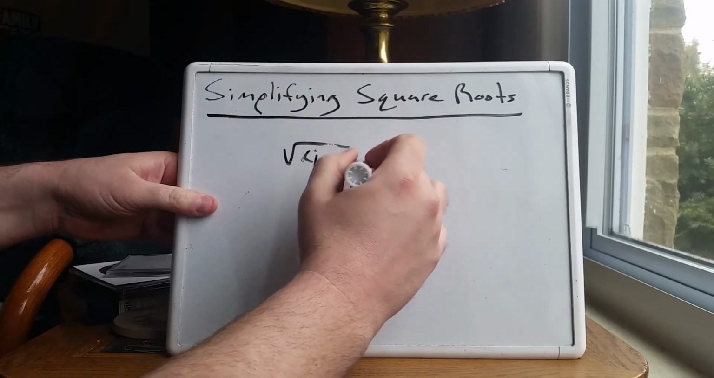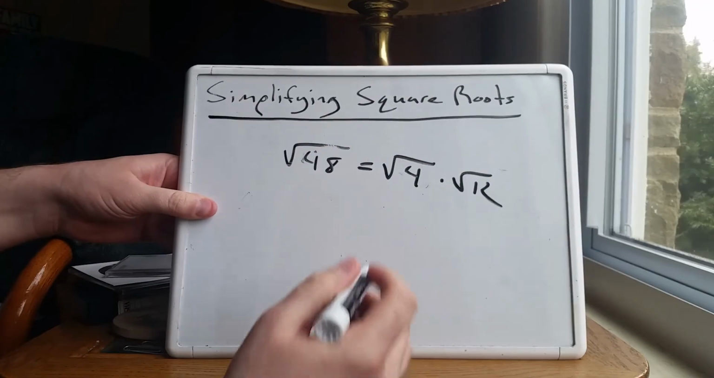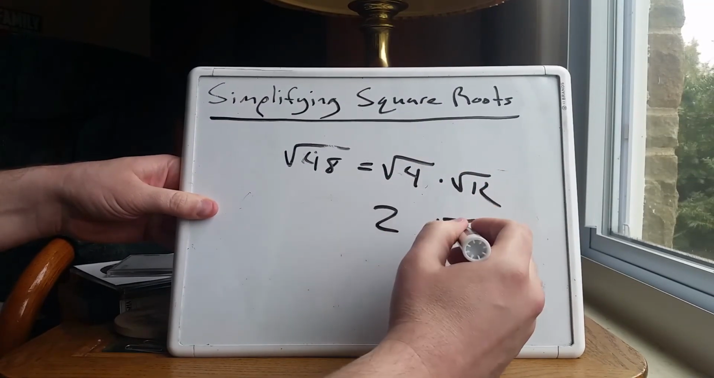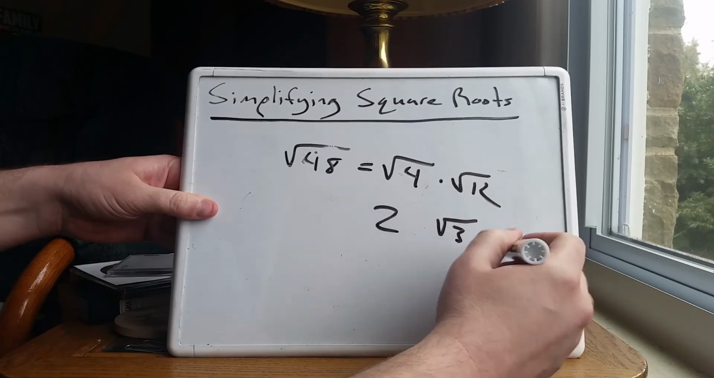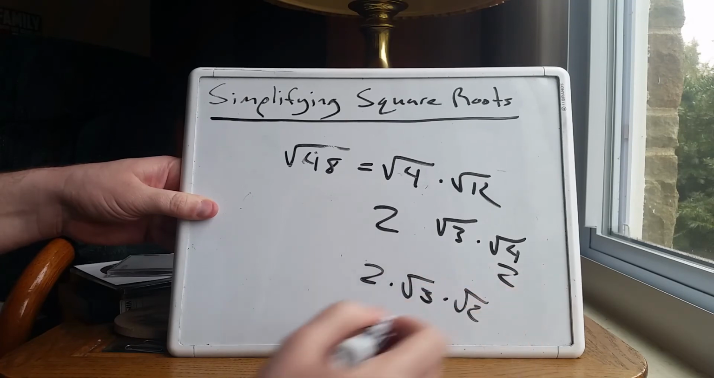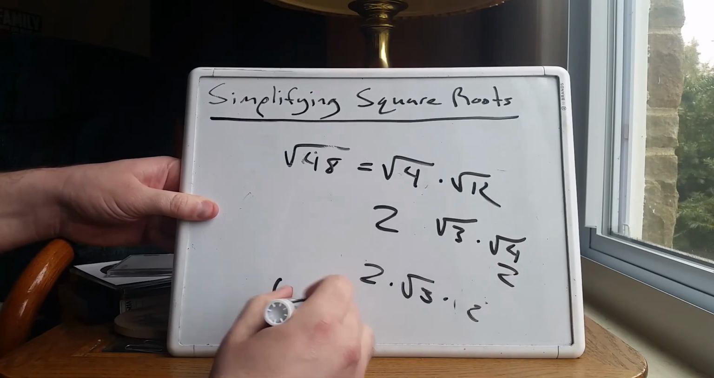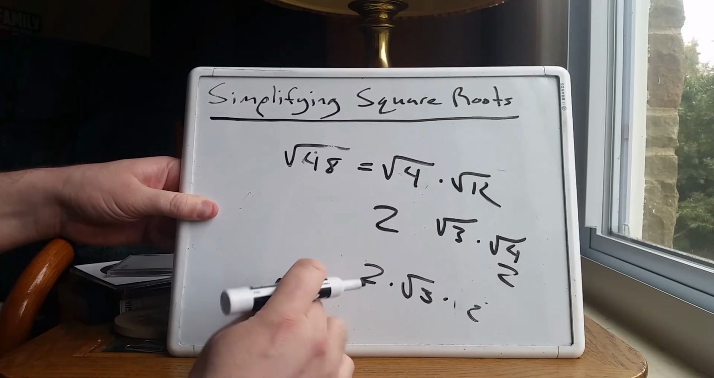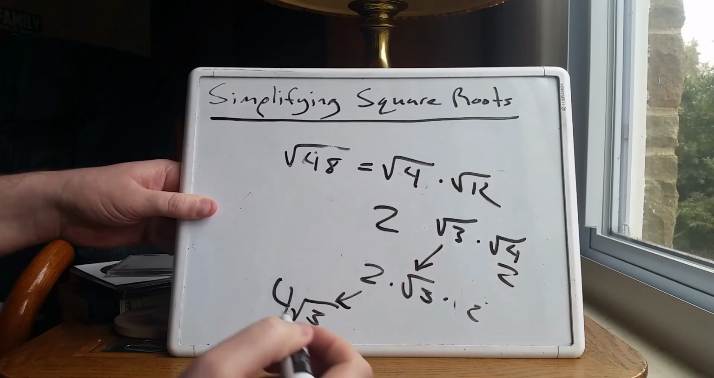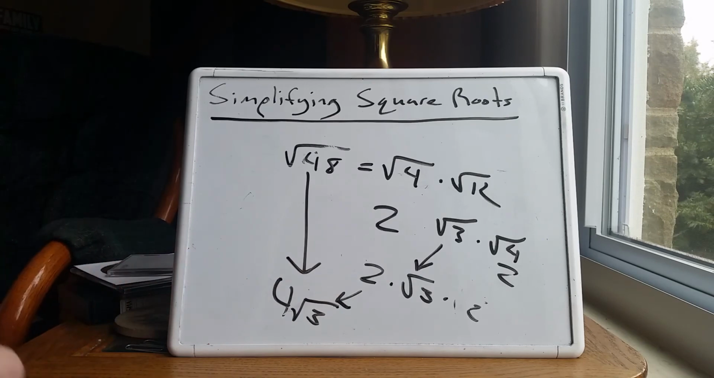Right? So we know that 48 is 4 times 12. I know the square root of 4 is 2. I know that 12 can be turned into square root of 3 times the square root of 4. This is 2 again, so I have 2 times the square root of 3 times 2. And that's just 4 root 3. So the square root of 48 can be simplified to 4 root 3.